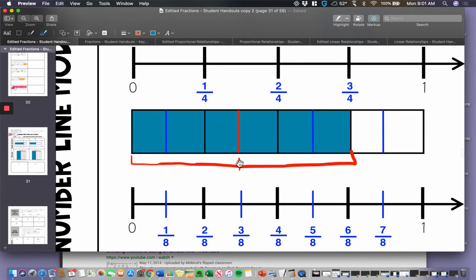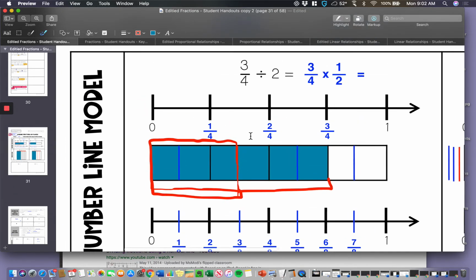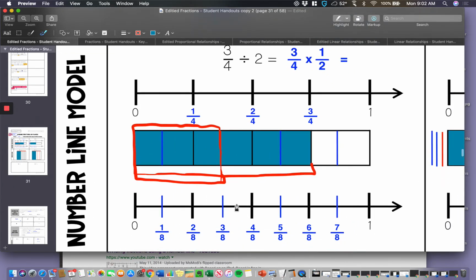So if I follow my half of the shaded region down, I can see that it's going to equal 3/8. So I'm taking this whole section here. This section I just boxed up is half of the shaded region 3/4. So half of 3/4, I can look down here, is 3/8. So my answer is going to be 3/8.